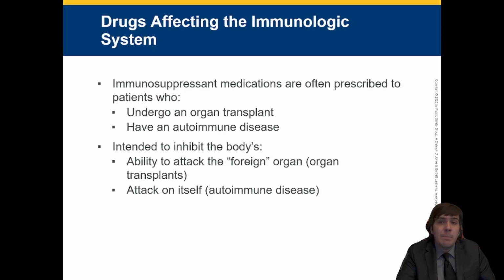Drugs affecting the immunologic system. Immunosuppressant medications are often prescribed to patients who undergo an organ transplant or have an autoimmune disease. And right below we see why. We want to inhibit the body's ability to attack a foreign organ. Sometimes during organ transplants, your body may not recognize the new organ that's been transplanted into you, and your body will actively try to destroy it. So we're going to want to stop that whole process by taking immunosuppressant medications. In autoimmune disease, your body attacks itself via the immune system, so immunosuppressants will stop that.